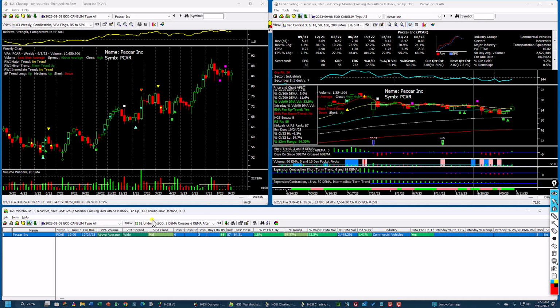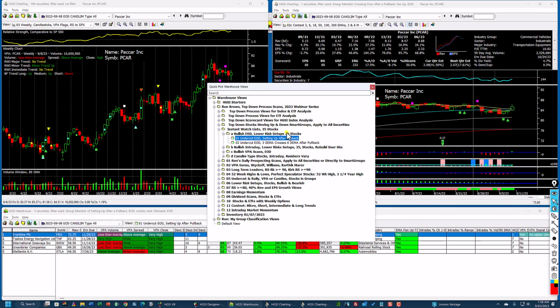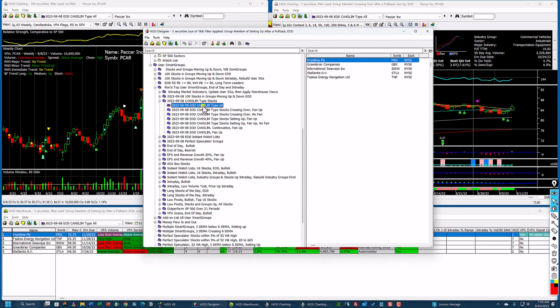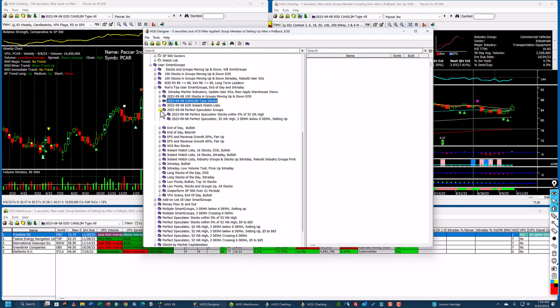Now I'm still using these two. There's 25 stocks in here, and these stocks that I'm showing you have to be included in those 25 stocks, but then I'm using a secondary scan to limit what I'm looking for. So these are all CanSlim types, and let's go down here. I'm going to use the Perfect Speculator and see what comes up.